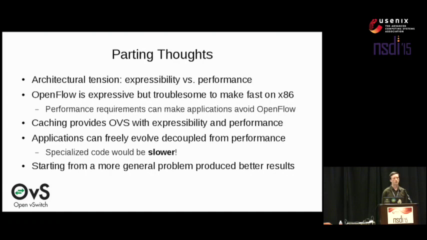So in summary, we started from a very general purpose problem of making complex OpenFlow tables fast, and produced what is, in my opinion, better results than if, say, we had started out just deciding to write a specific switch that implemented, say, what MVP needed.